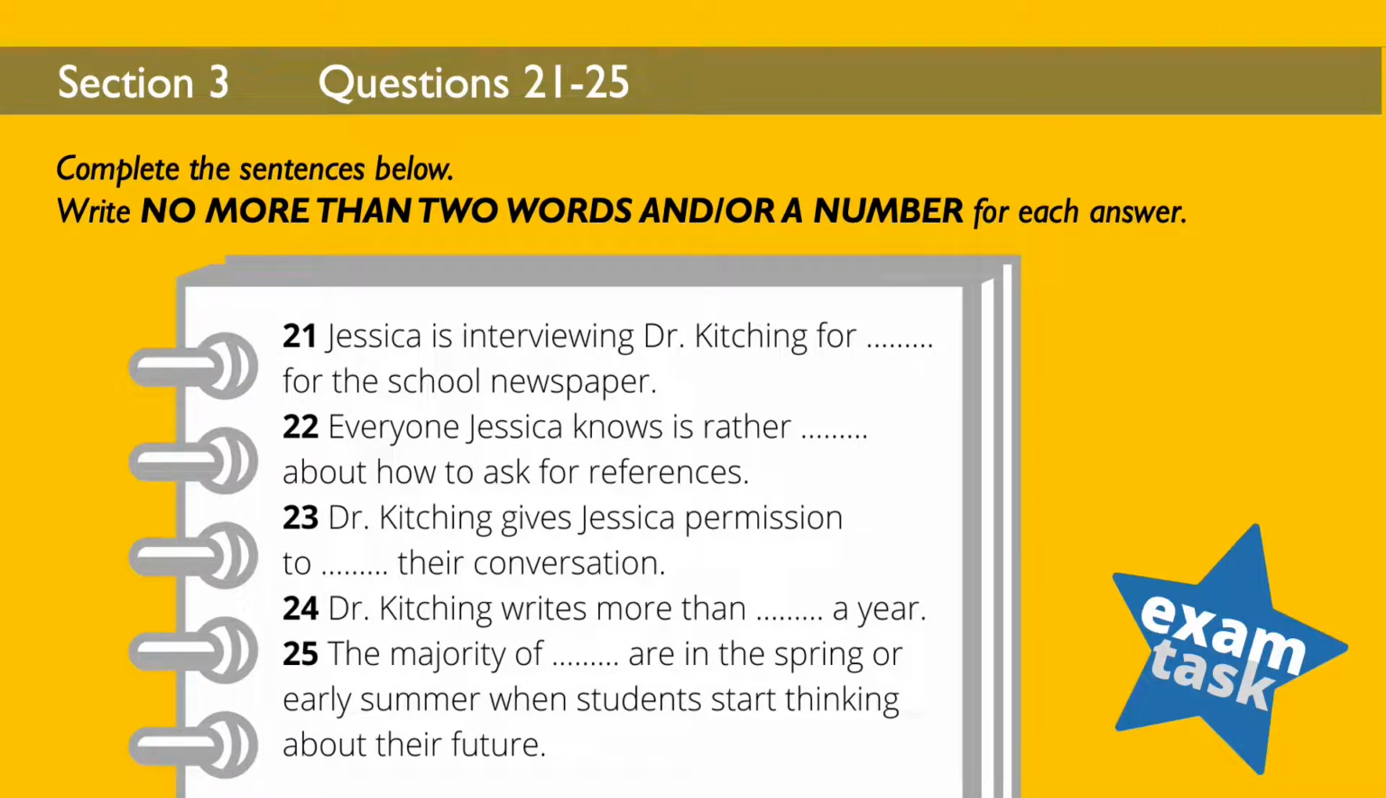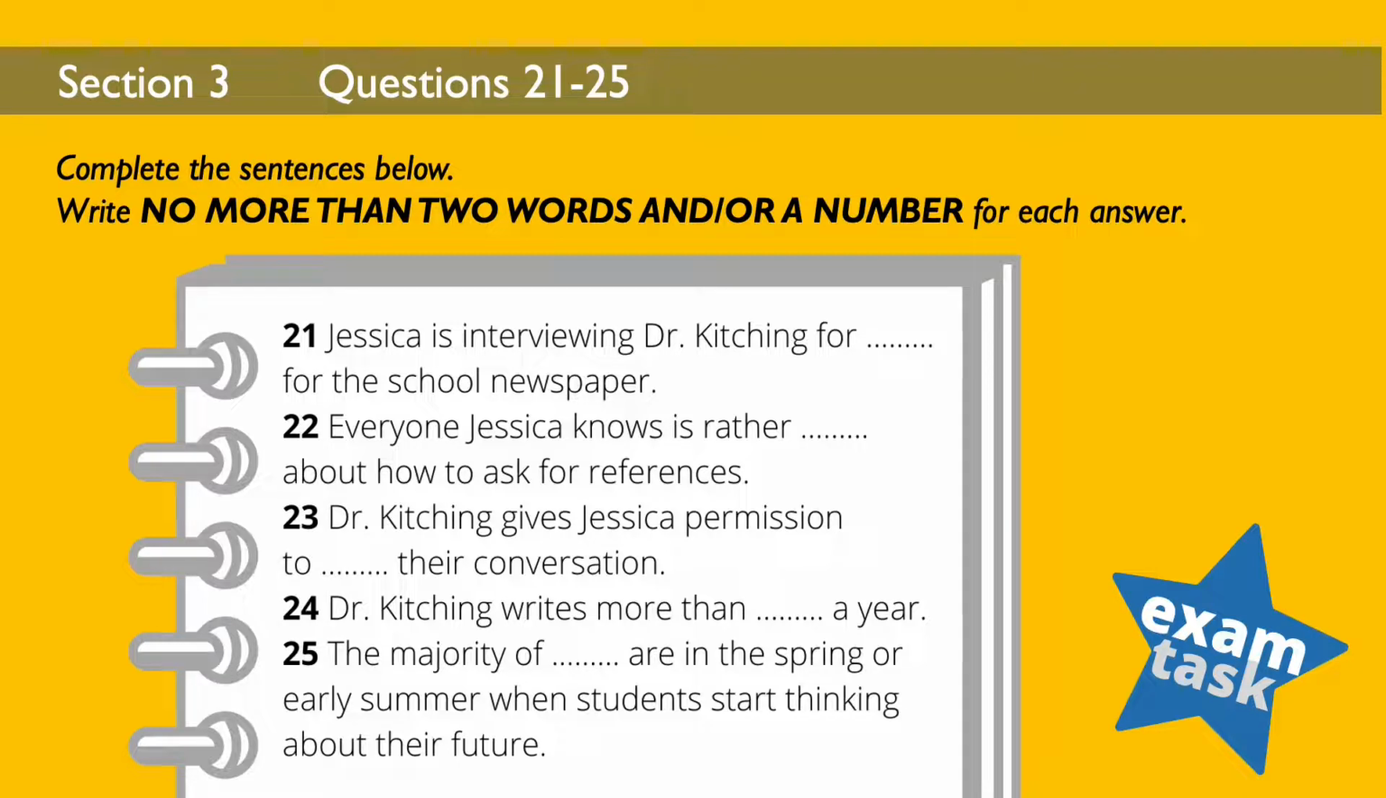Number 22 is going to be an adjective. So, what adjective do you think might fit the context? Number 23 is a verb. So, what might you do if you want to listen again to a conversation you record at a later time? What is that verb? What do you do? Number 24, the answer is going to be a number, as in the number of references he writes a year. In this case, your guess is as good as mine.